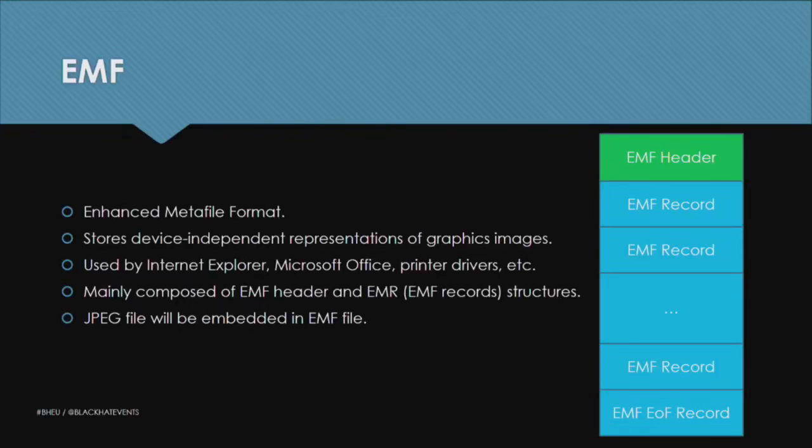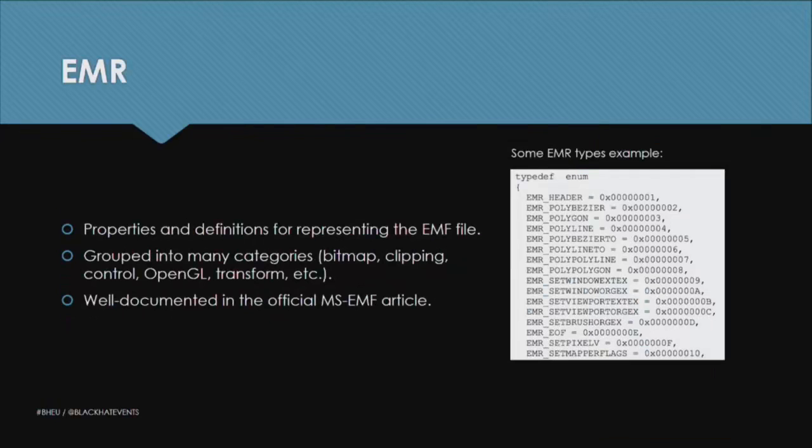Except for the default record types, if you wish to print something like a JPEG file, your JPEG file will be embedded in an EMF file as a custom record. As we mentioned, EMR is the EMF record structure. It contains the properties and definitions for representing the EMF file. EMR has a lot of default types. These types are grouped into many categories, such as bitmap record types, control record types, and so on. For the full details about EMF and EMR structures, you can find well-documented materials on the Microsoft website.